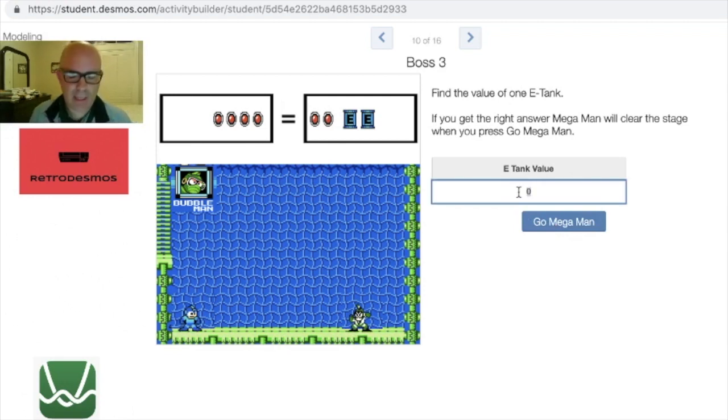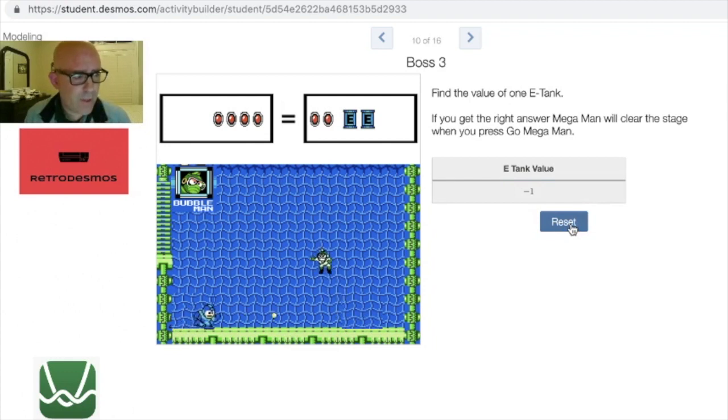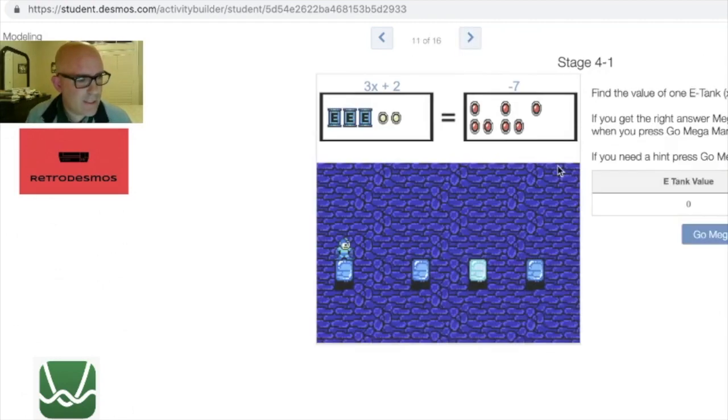Again, Desmos allows you to facilitate this lesson in a lot of different ways, and I really encourage you to do exactly what we're talking about here. Go through a few screens, pause, check on your students, maybe stop and have discussion, especially if you hear some great discourse going on in your classroom. And so here we go. Looks like we're going to end up with -1 for each one of these. And we'll find out. Let's see if Mega Man defeats Bubble Man here. And he does. All right, moving on.